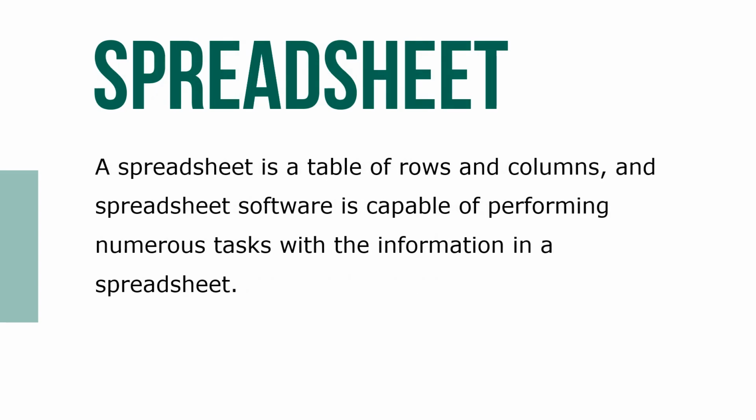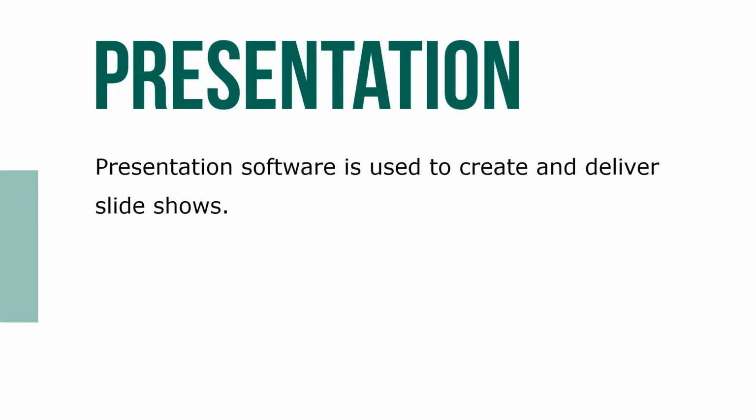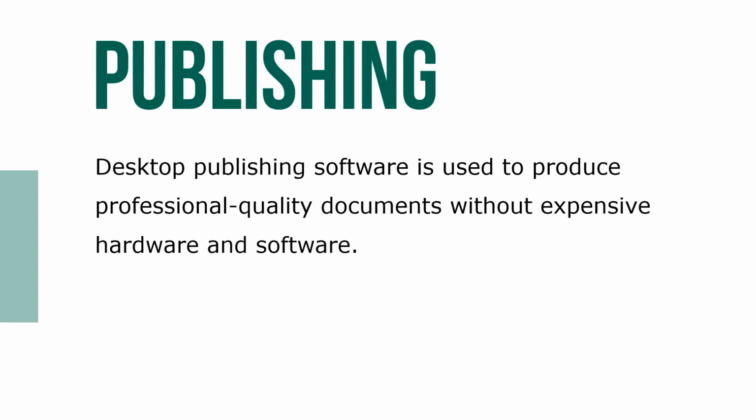A spreadsheet is a table of rows and columns, and spreadsheet software is capable of performing numerous tasks with the information in a spreadsheet. Database software is designed to perform operations such as creating, deleting, modifying, searching, sorting, and reporting or joining data. Presentation software is used to create and deliver slideshows. Graphics software is designed to present data in graphical format, such as line graphs and pie charts. Desktop publishing software is used to produce professional quality documents without expensive hardware and software.